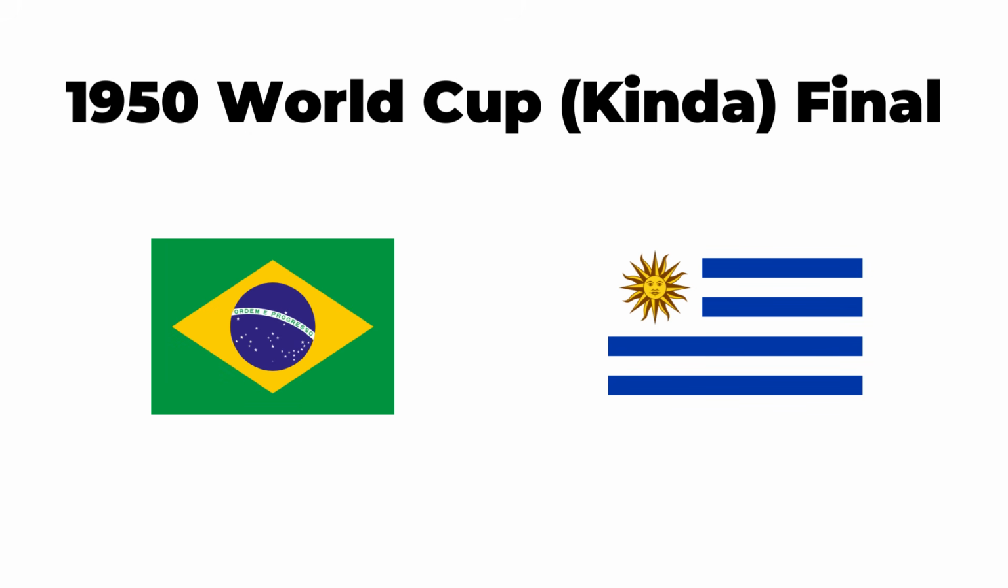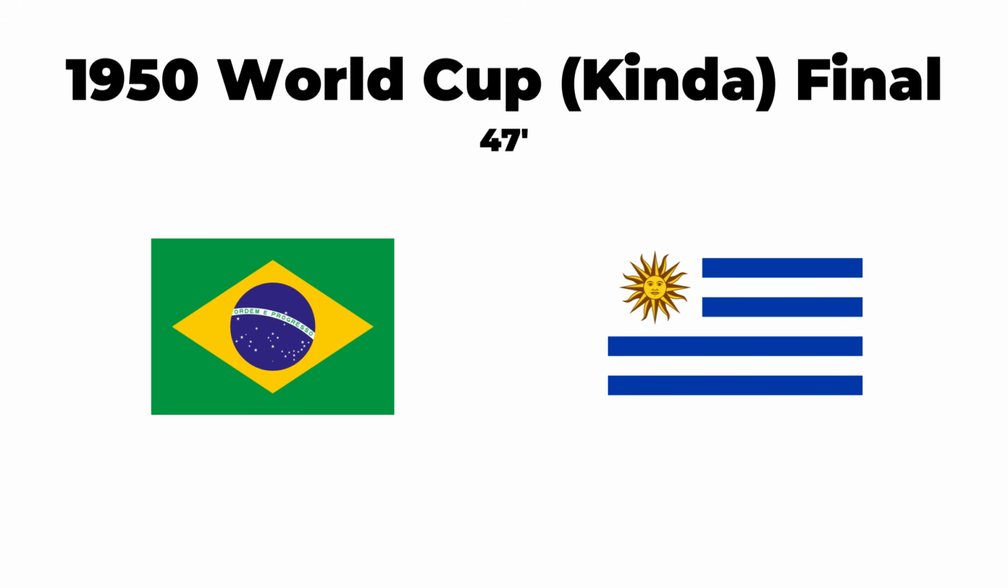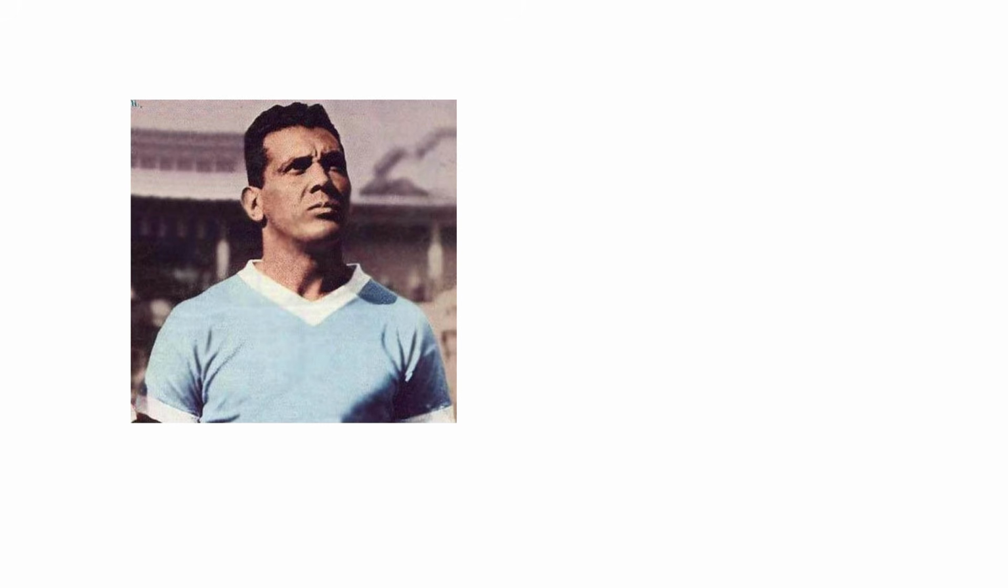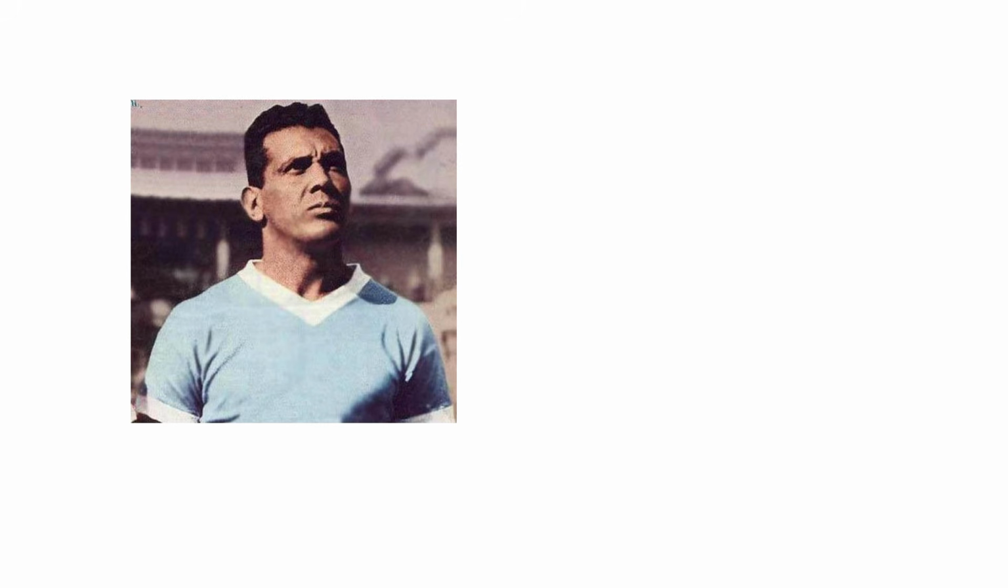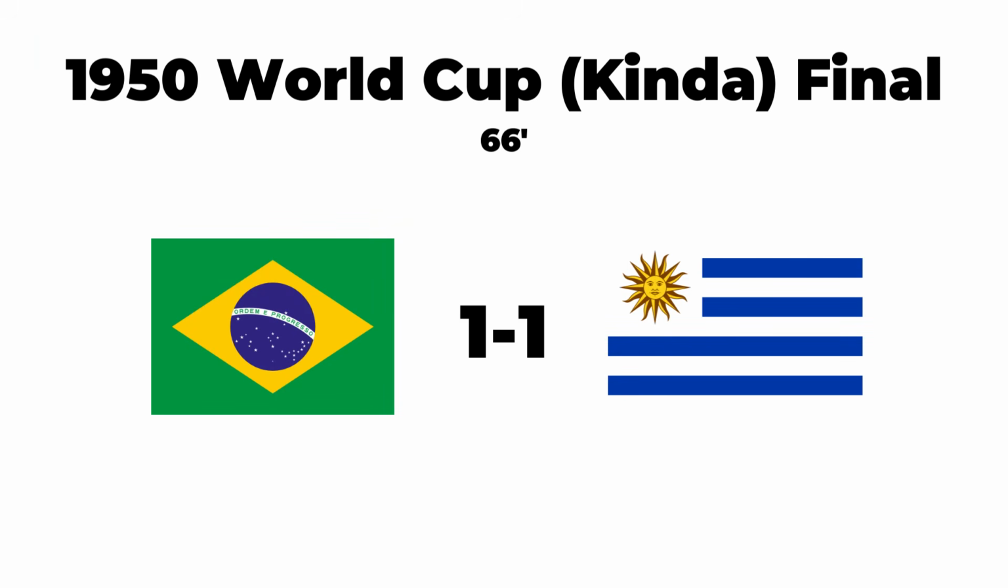The game itself was going according to Brazil's script. 47 minutes in, Friaca opened up the scoring, although Obdulio Varela argued with the referee that the forward was offside. Seeing he wouldn't win the argument, he took the ball to the center circle and motivated his team again. And guess what? 66 minutes in, Uruguay equalized.